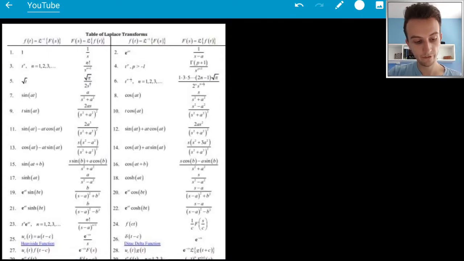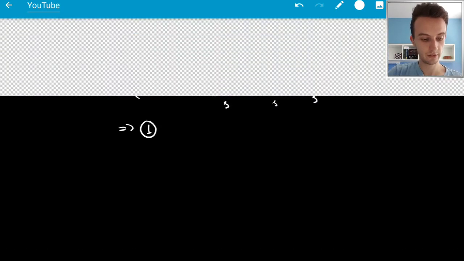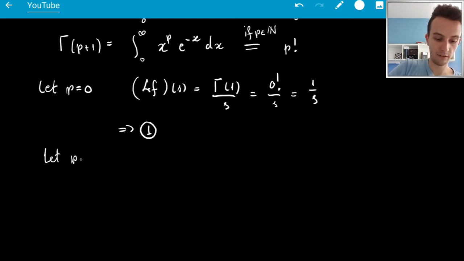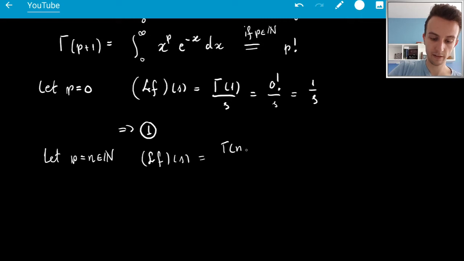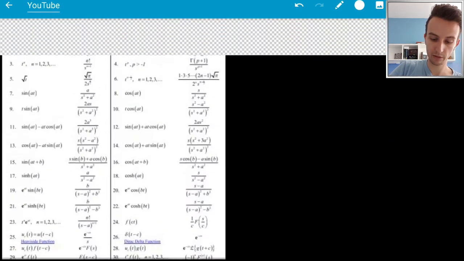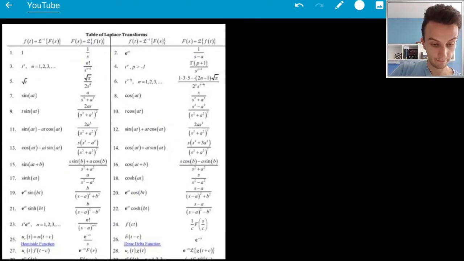We can also get number 5 the same way. But for this, you need to know the value of the gamma function at the particular point. You also obviously get 3 for free. 3 is very easy to get. So yeah, we can get 3. Let p equal n integer, then the Laplace transform of f is gamma of n plus 1 over s to the n plus 1, and that's n factorial over s to the n plus 1, right? Okay, yeah, that's exactly correct. So yeah, that's cool.